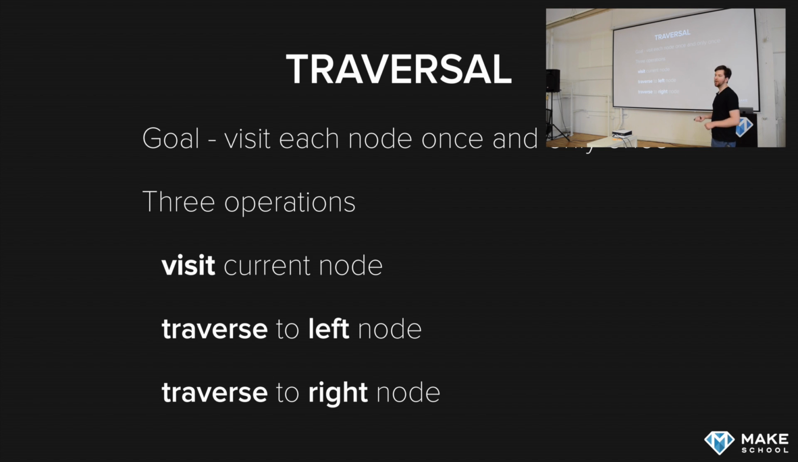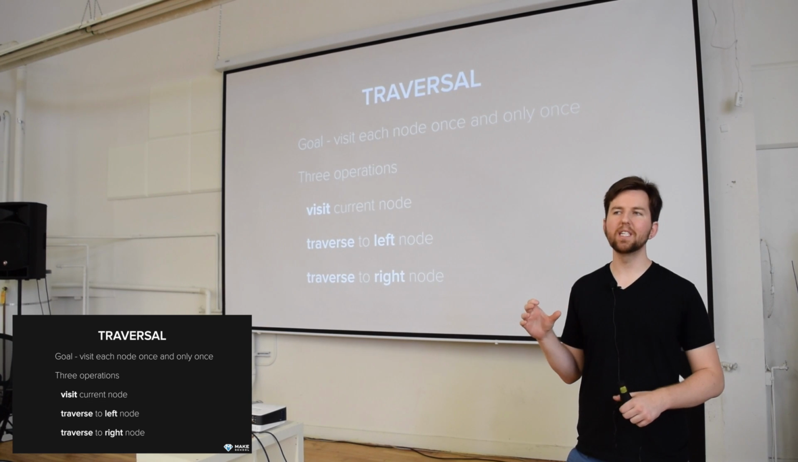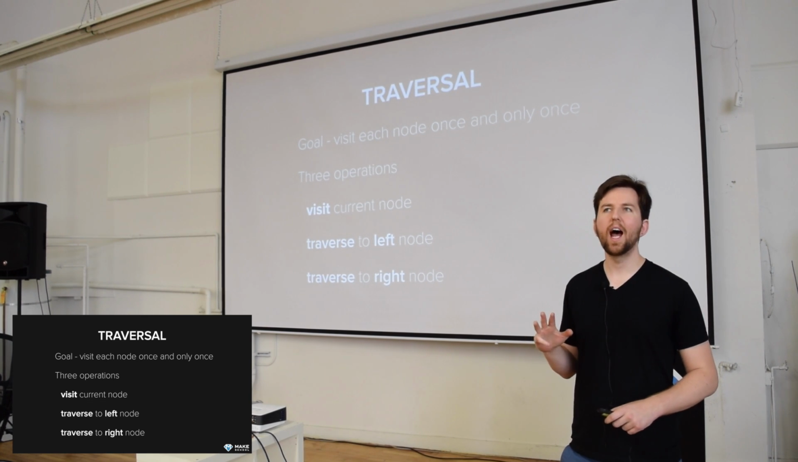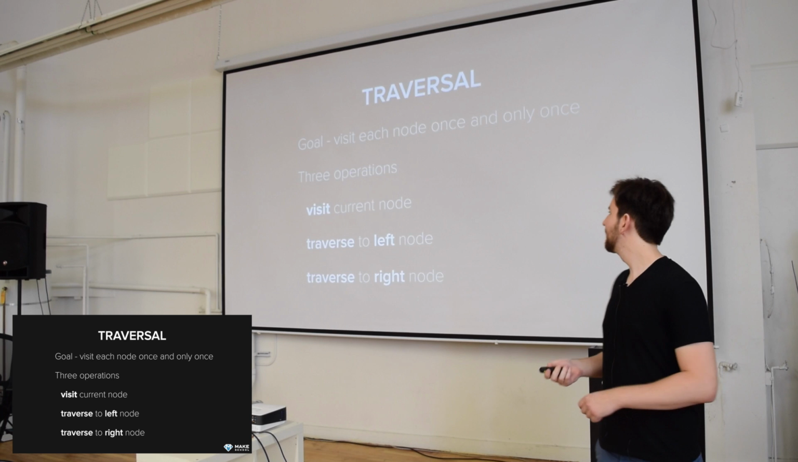And there's actually only 3 total operations that we have on the tree. We can visit the current node, and then we can traverse to the left child, and we can traverse to the right child. So at any given point, that's basically our 3 options as we're traversing the tree.